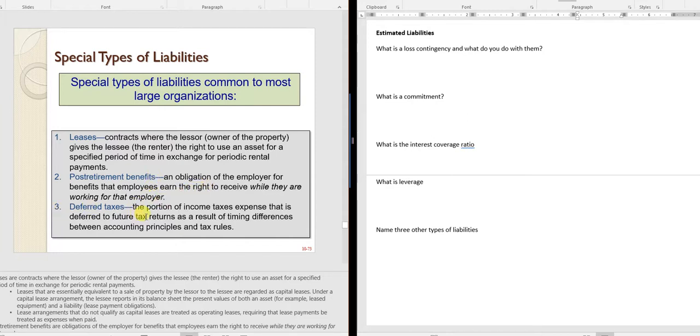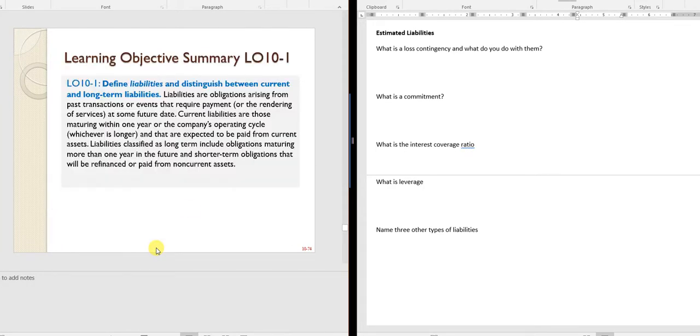And then deferred income taxes is just a very advanced topic that results because your income on your tax return may be different than your income on your financial statements, and so you have deferred taxes as a result. And I believe, besides really knowing those terms, that's really all you need to know in this chapter. And we are done.